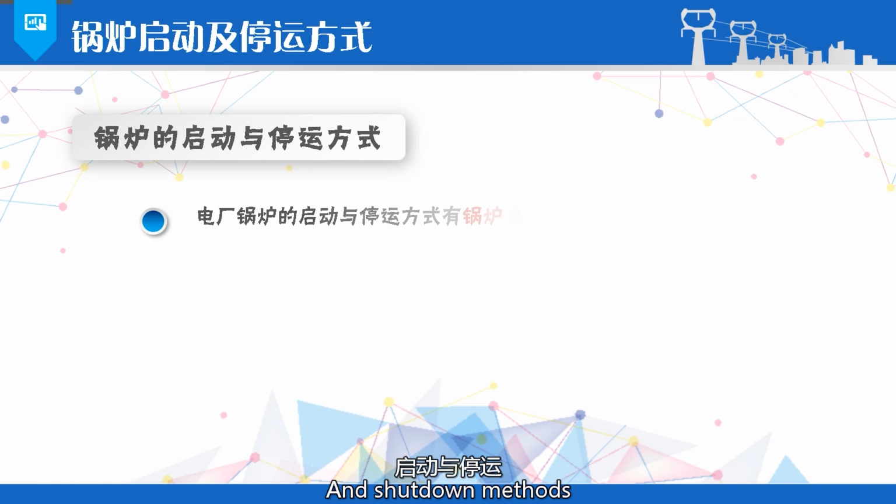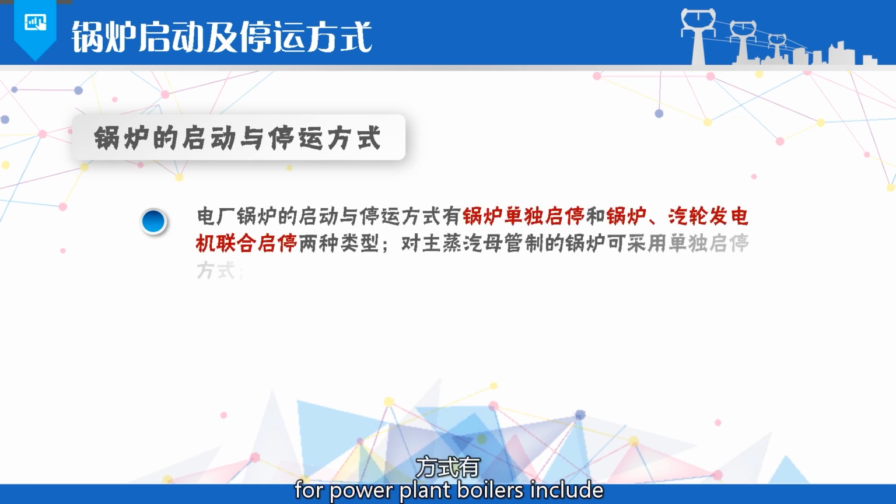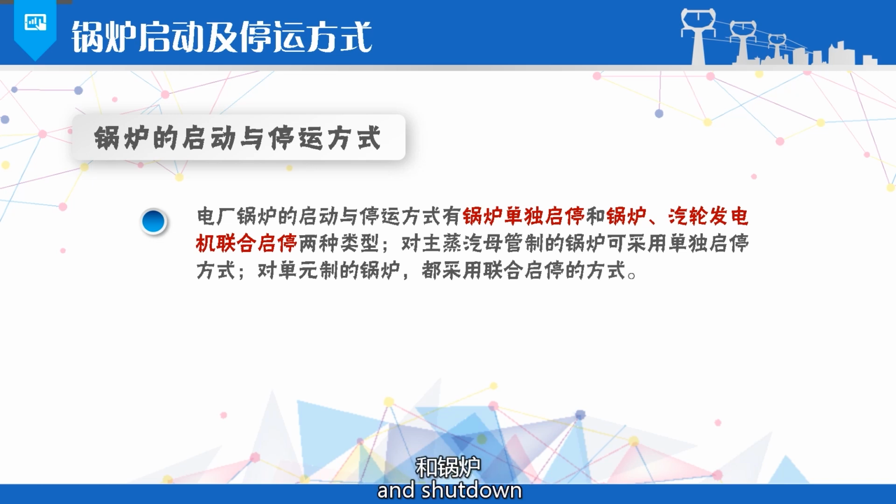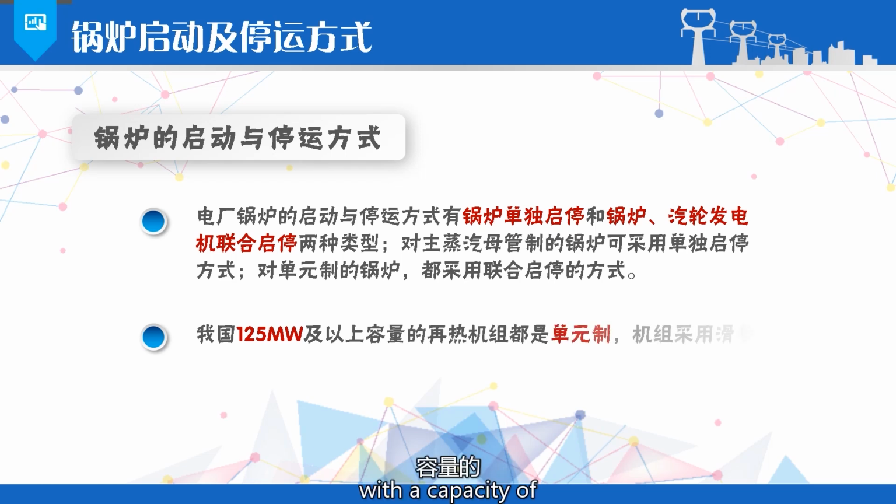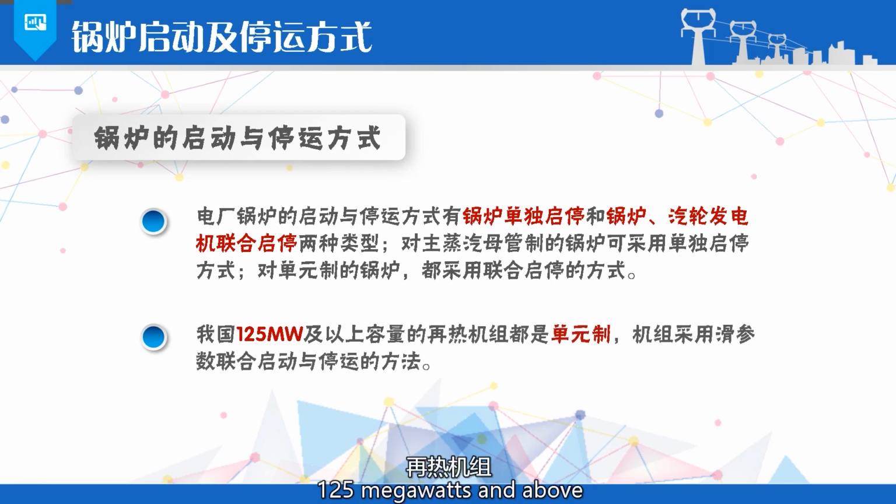The startup and shutdown methods for power plant boilers include individual boiler startup and shutdown, and boiler turbine generator combined startup and shutdown. For boilers with a main steam head system, individual startup and shutdown methods can be used. For unit system boilers, combined startup and shutdown methods are used. In China, reheat units with a capacity of 125 MW and above are all unit systems. Units using sliding parameter combined startup and shutdown methods.